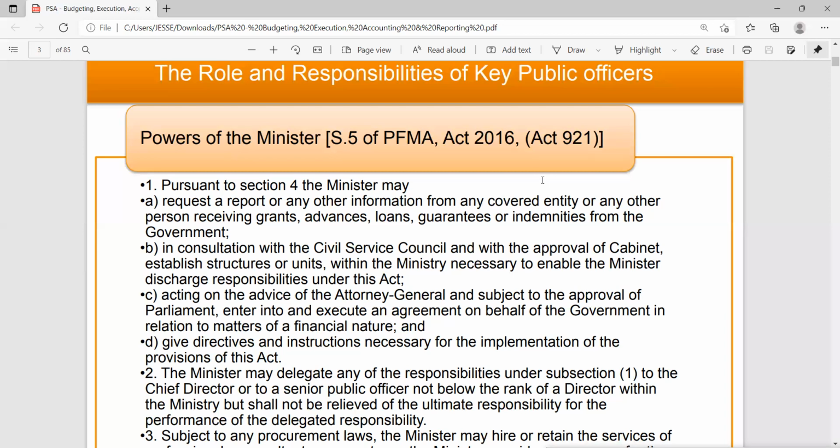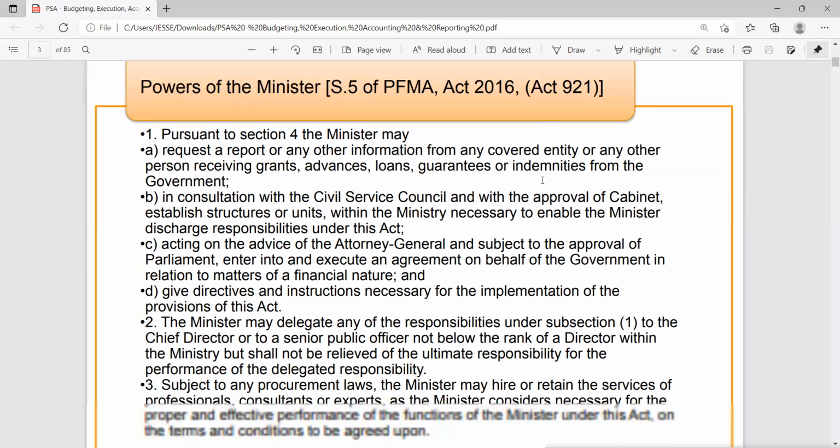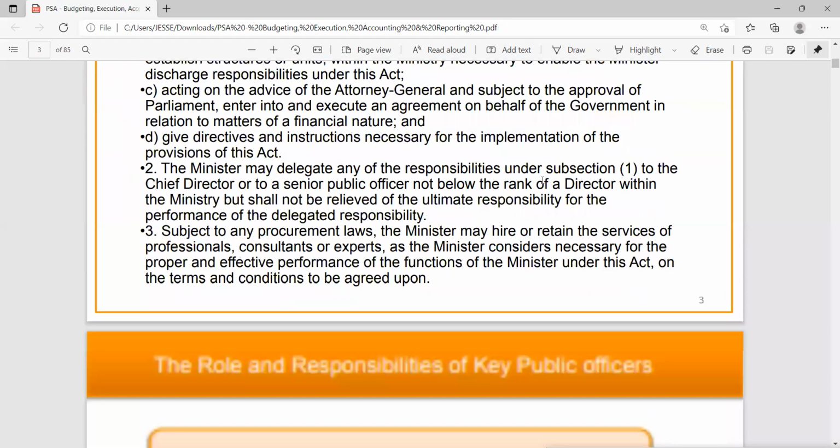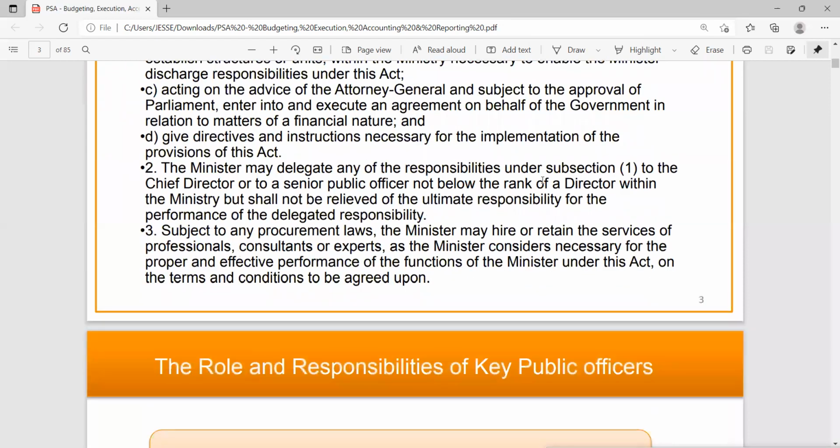D, give directives and instructions necessary for the implementation of the provisions of this act. So again, we see directives and instructions here, as we saw earlier. The minister may delegate any of the responsibilities under subsection 1 to the chief director or to a senior public officer not below the rank of a director within the ministry, right? So the minister has delegatory powers.